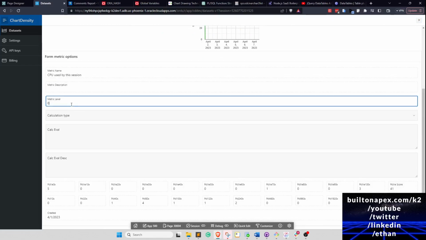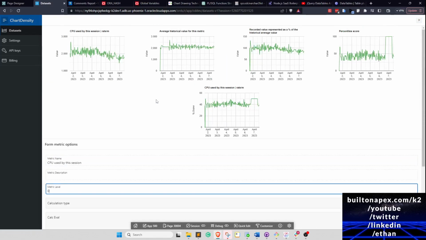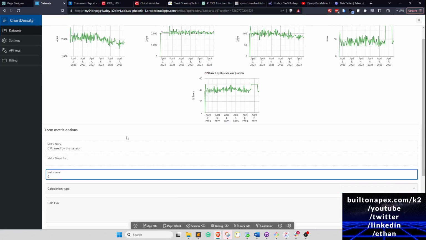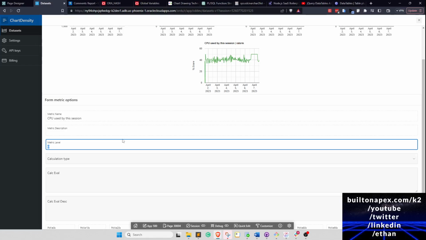So this is our metric level, the idea being that certain metrics are more important than others. And CPU used by this session is definitely a more important metric. And so we might say, this is a metric level 2. We would say, for now, the plan is higher is more important. And that will just help it make assessments in what you need to see. So there is the ability to change the metric level.